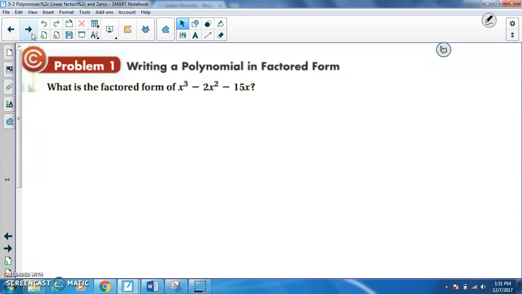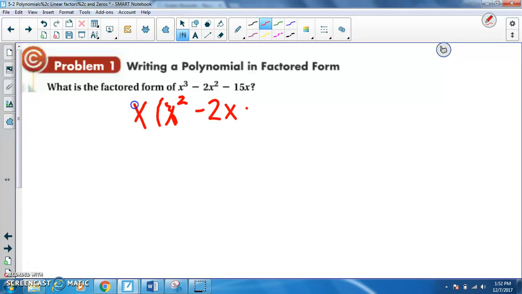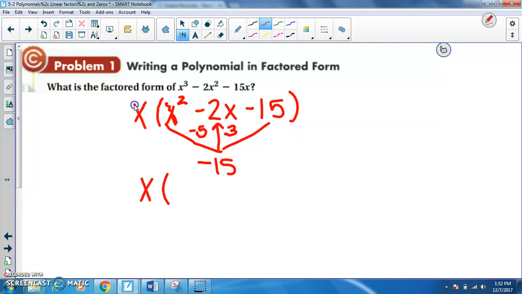Problem 1, writing a polynomial in factored form. What is the factored form of x cubed minus 2x squared minus 15x? We first need to take out our GCF, which is x, leaving us with x squared minus 2x minus 15. Now we can do triangle on our inside quadratic. What multiplies to negative 15 and adds to negative 2? Which is negative 5 and 3. There's nothing that we could divide, so x times x minus 5 times x plus 3 would be our factored form of the polynomial.